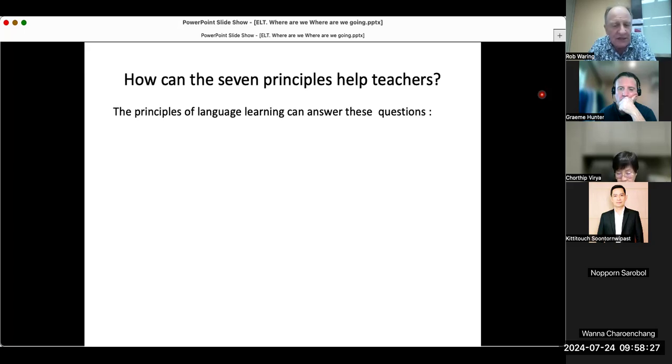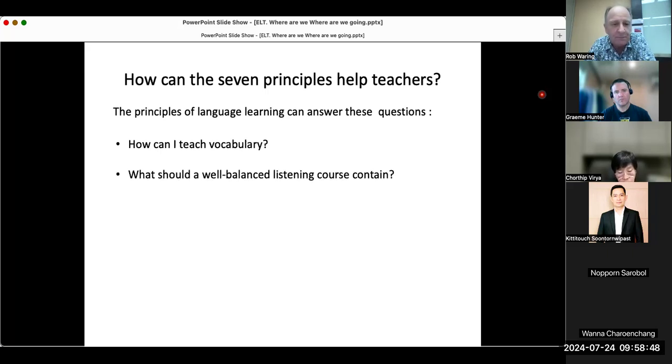So if we have some idea of what these principles may be, they can start to answer real-life questions for teachers, like, how can I teach vocabulary? What's the best way? What sorts of things do I need to do when I teach vocabulary? What aspects of vocabulary teaching do I need to be aware of? And what principles underlying vocabulary teaching can I implement in my class, and when?